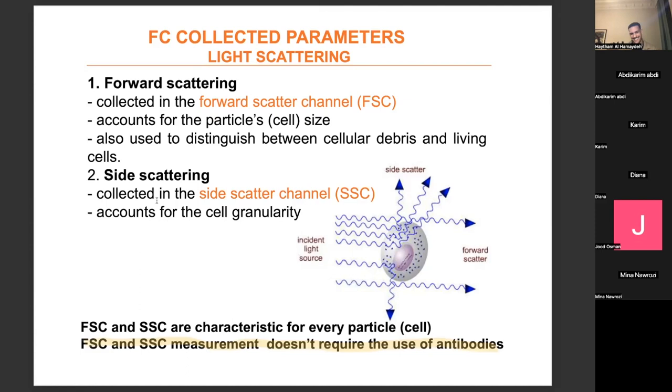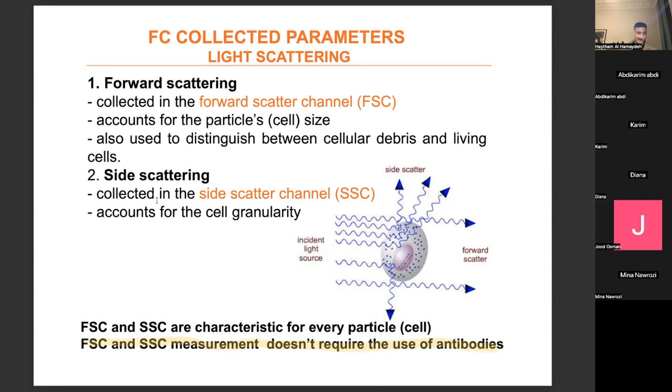Me and Diana, for example, go through the flow cytometry. First of all, you want to think: me and Diana are approximately the same height, so we're going to be the same size. Therefore, we're going to have the same value for forward scatter.